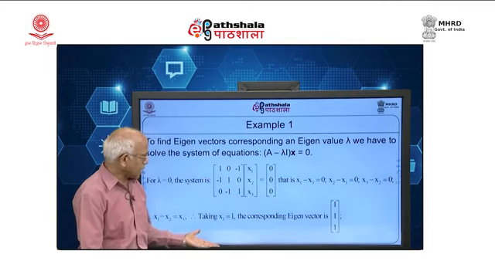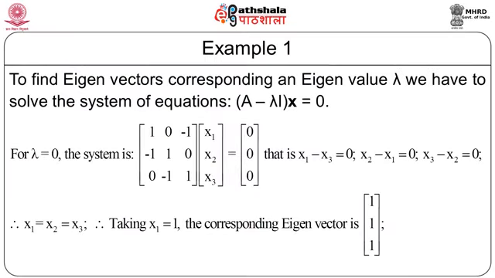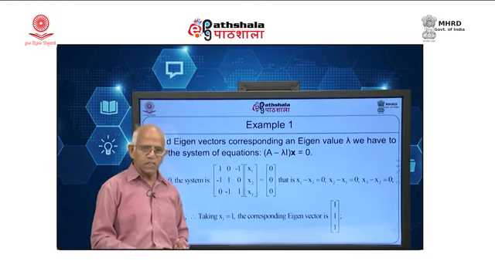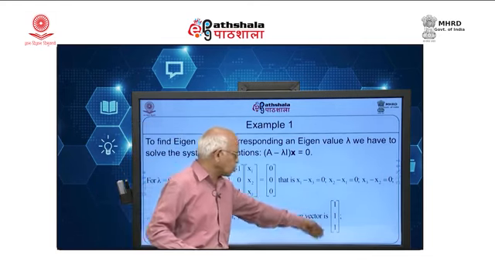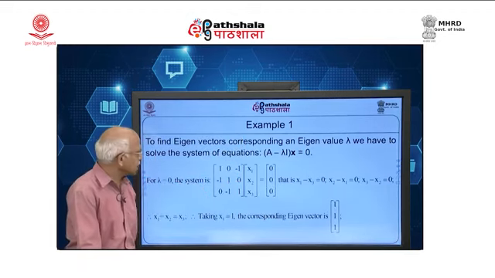It can also be, as we have seen, if I take x 1 equal to 2, it will be 2 2 2, a scalar multiple of this. All scalar multiples of 1 1 1 are going to be the eigenvectors of A corresponding to lambda equal to 0, and we can also choose an eigenvector with unit modulus by dividing all these elements by the norm of this vector, and I will get a unit vector as the eigenvector.